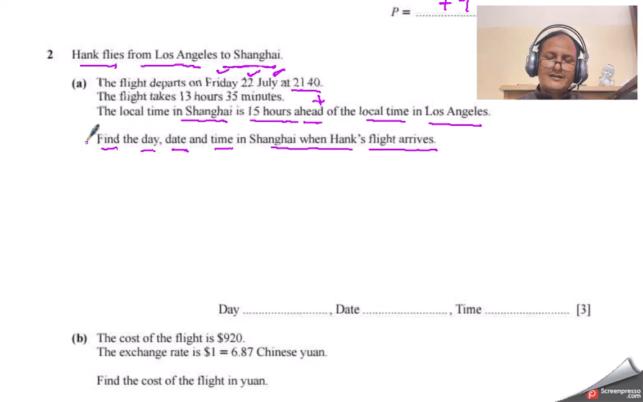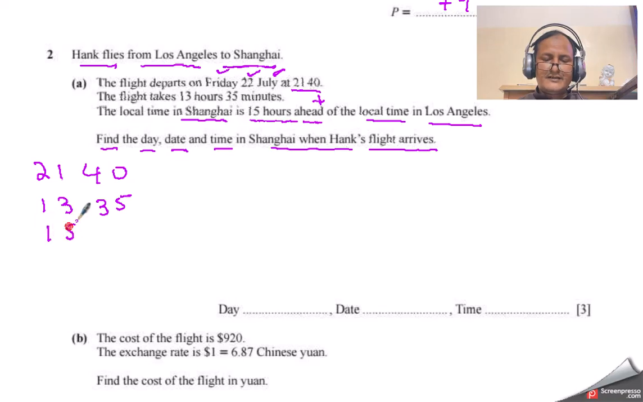We're supposed to check the departure time, that is 21:40, meaning 21 hours and 40 minutes. Then the journey time, that is 13 hours and 35 minutes. Then we check the time difference, which is 15 hours ahead, hours only, not minutes. We're supposed to add the journey time and the 15 hours of time difference between the two countries. It gives us 75 minutes, because these are the hours and these are the minutes.